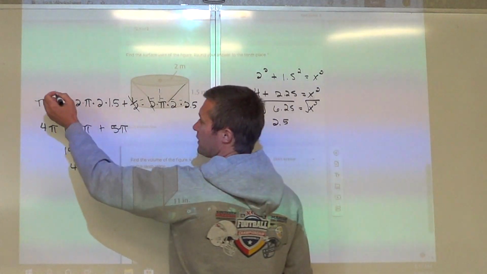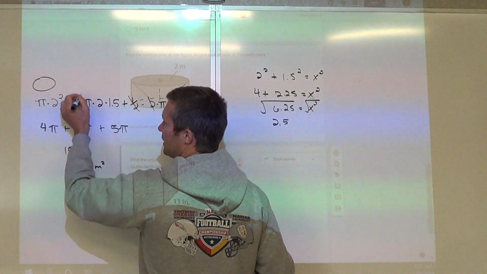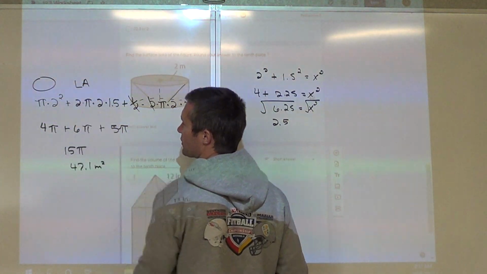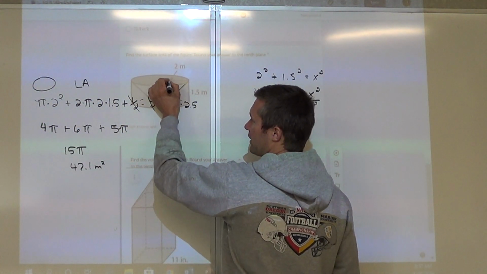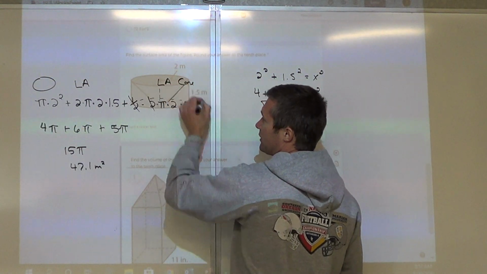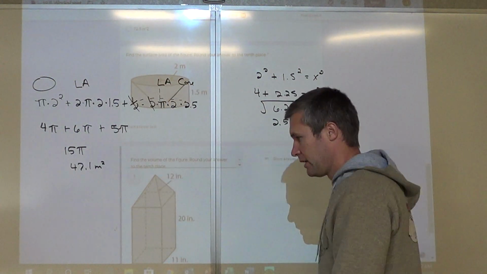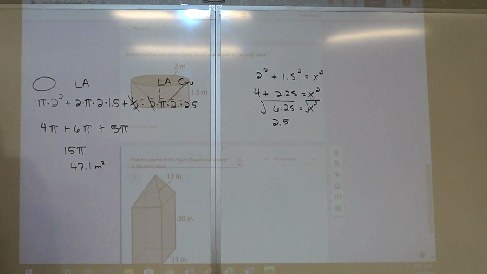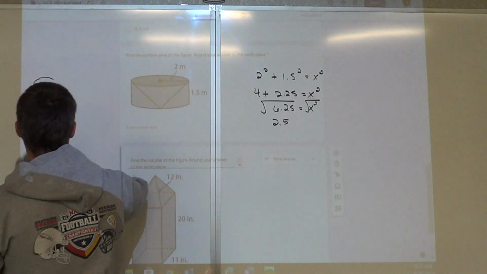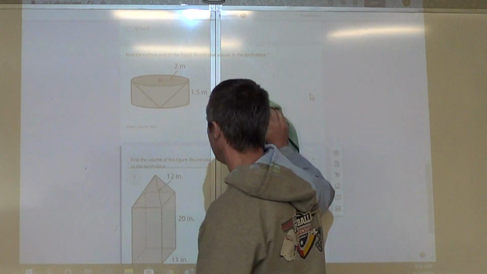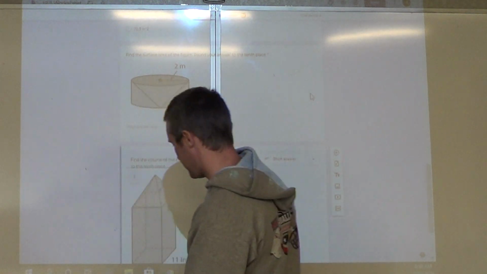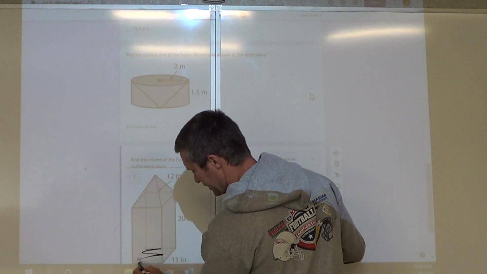So again, we have the circle, the area of the bottom, then we have the lateral area of the cylinder, and then we have the lateral area of the cone for this one. We broke it into 3 sections. For the last one, we start through here. Okay, so first thing we want is this base area down here.